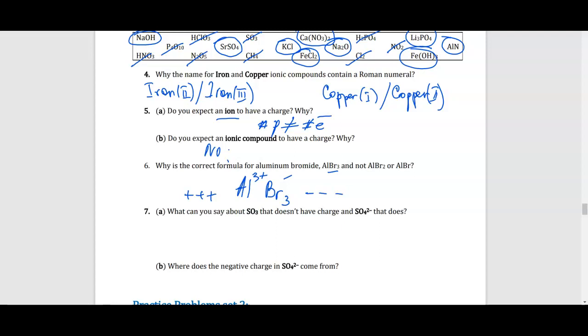What can you say about SO3 that does not have a charge and SO4 that does? So SO3 is molecular. Molecules are neutral, and SO4 is a polyatomic ion. So for 1 sulfur and 4 oxygen, there are 2 more additional electrons here. That's why it's negatively charged. So for SO3, the number of protons is equal to the number of electrons for the whole molecule, and for this ion, I'm sorry, the number of protons is not equal to the number of electrons, and by the way, the number of protons will be less than the number of electrons. That's why this polyatomic ion is negatively charged.